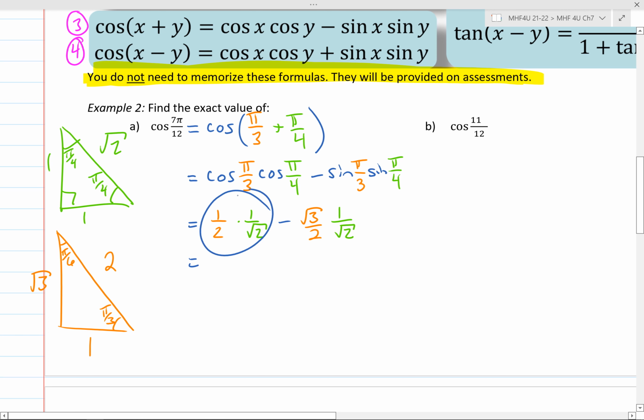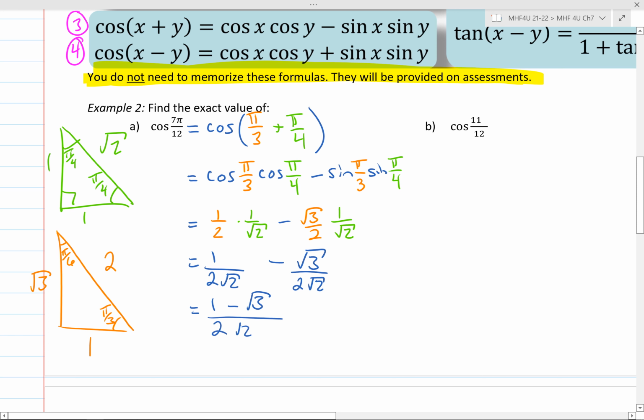So we can multiply these fractions together. We're working with 1 over 2 root 2. Okay, and then we're subtracting, and we can multiply these fractions together as well. We're working with the square root of 3 over 2 root 2. Well, luckily, both of our fractions already have a common denominator, so we can combine them into one fraction. That is 1 minus the square root of 3 divided by 2 root 2.